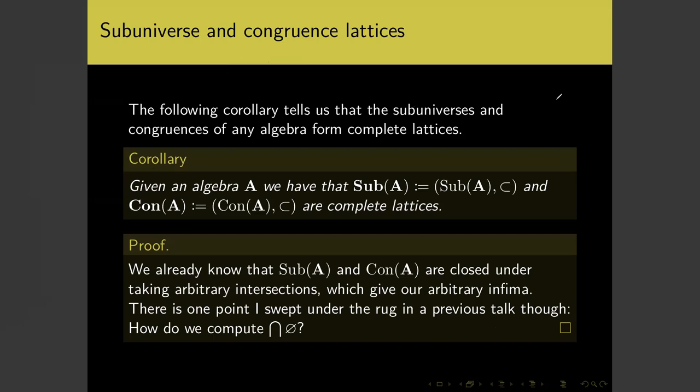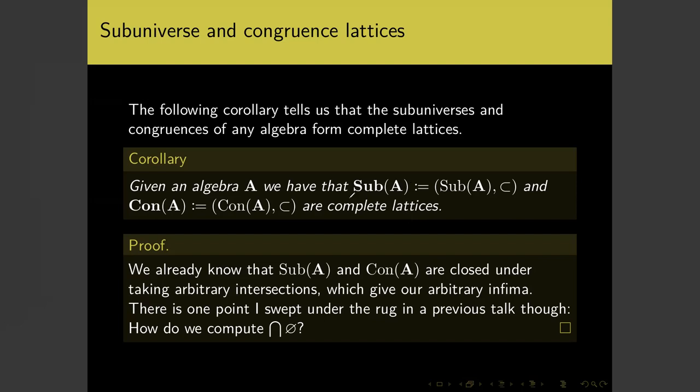And we also have a corollary, which applies to subuniverses and congruences. It turns out that the subuniverses and congruences of any algebra form complete lattices. More explicitly, if we have an algebra A, then the subuniverse lattice of A, whose elements are the subuniverses of A, ordered by containment, and also the congruence lattice of A, whose elements are congruences of A, also ordered by containment, are both complete lattices.